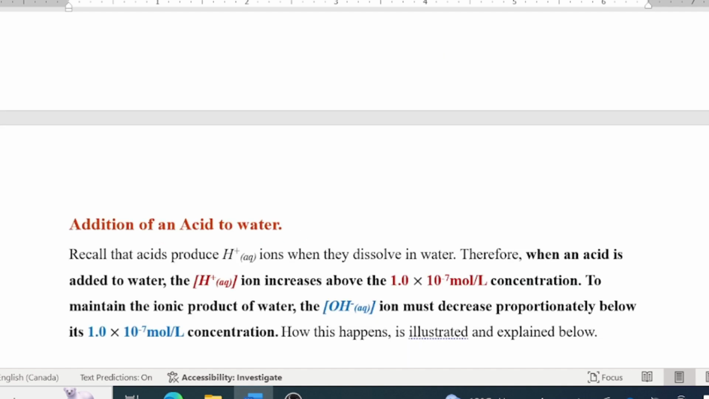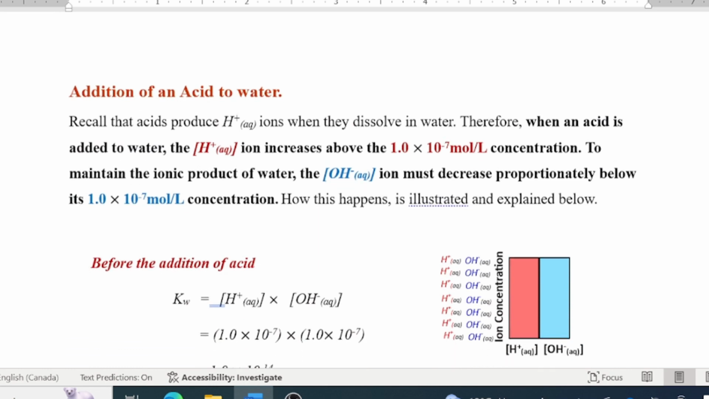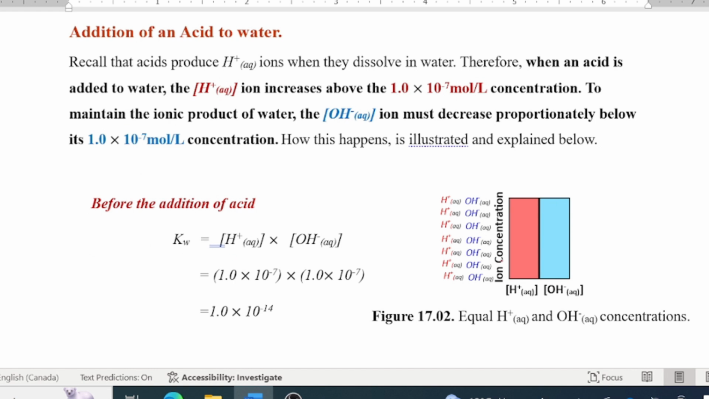Let's see what happens when you add an acid to water. Let's see how the concentration of H and OH changes, okay? In water, the concentration of these two things are the same. H as well as OH is the same. So we show you by this graph here, you can see that the concentration is the same as that, okay? We're showing the OH there and H.